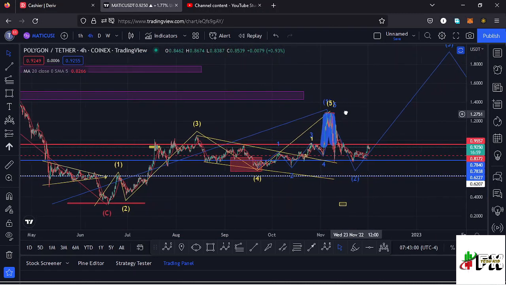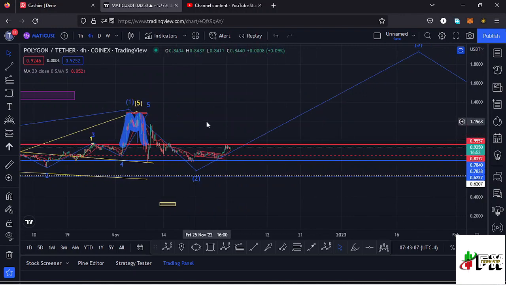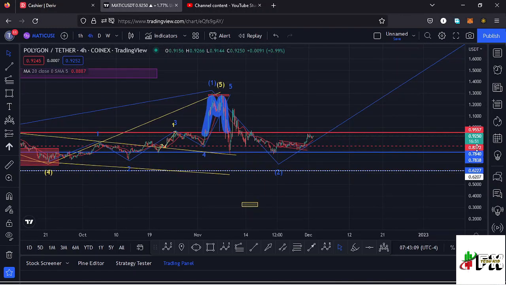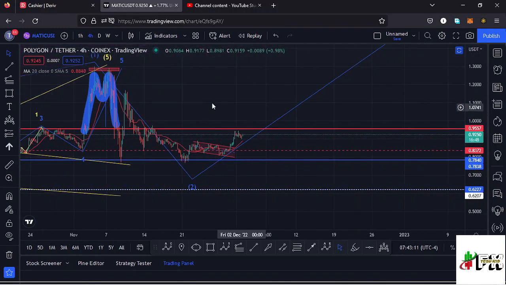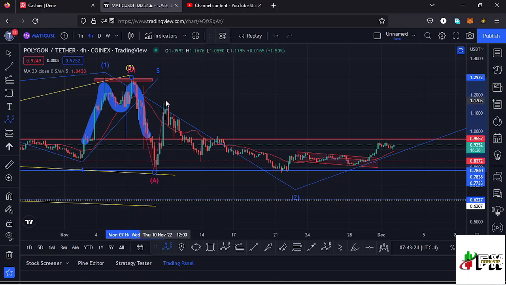And right now we are in a bit of a pullback over here in the formation of this wave 2, which is a corrective wave, and because of its corrective nature we also expect to see a massive ABC corrective structure over here. And I believe we are also seeing such a structure right here, having this as the wave A, then a wave B making our peak at around the $1.17 mark.